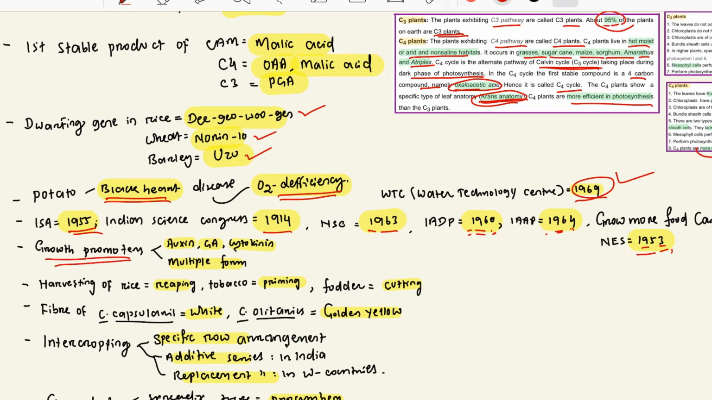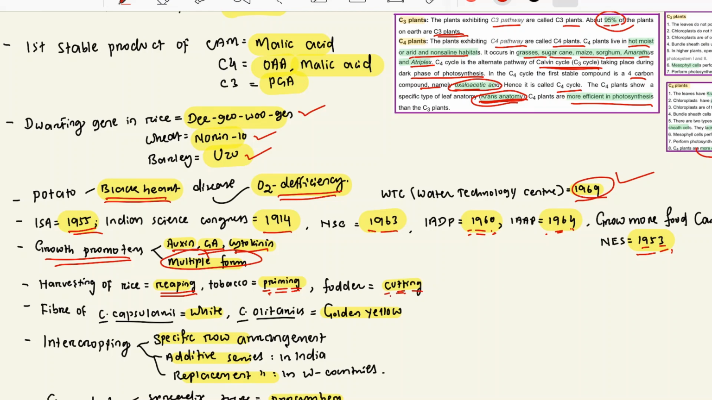Growth promoters, as we know, auxin, gibberellic acid and cytokinin are growth promoters, and they are found in multiple forms. Okay, so harvesting of rice, there are different terms of harvesting for different crops. Harvesting of rice is known as reaping, harvesting of tobacco is known as priming, harvesting of fodder crop is known as cutting.